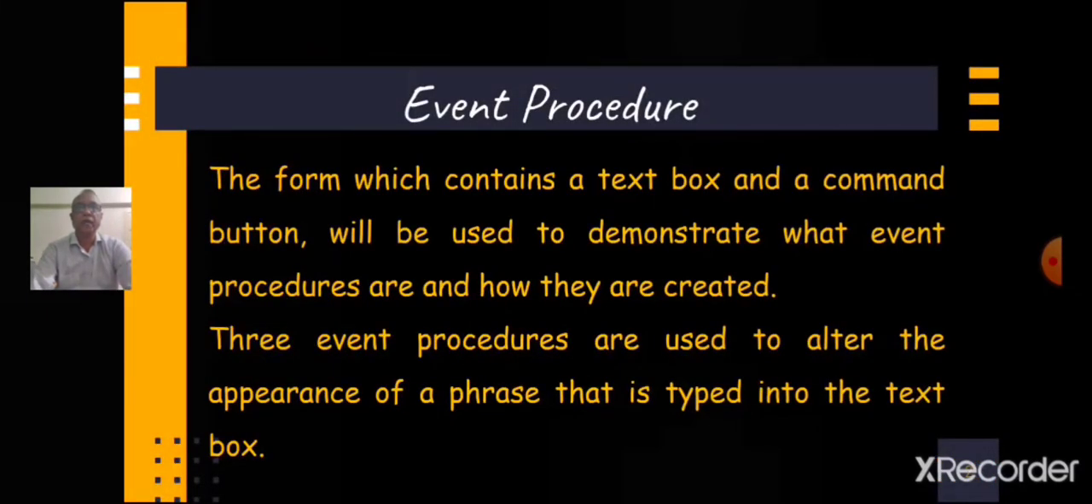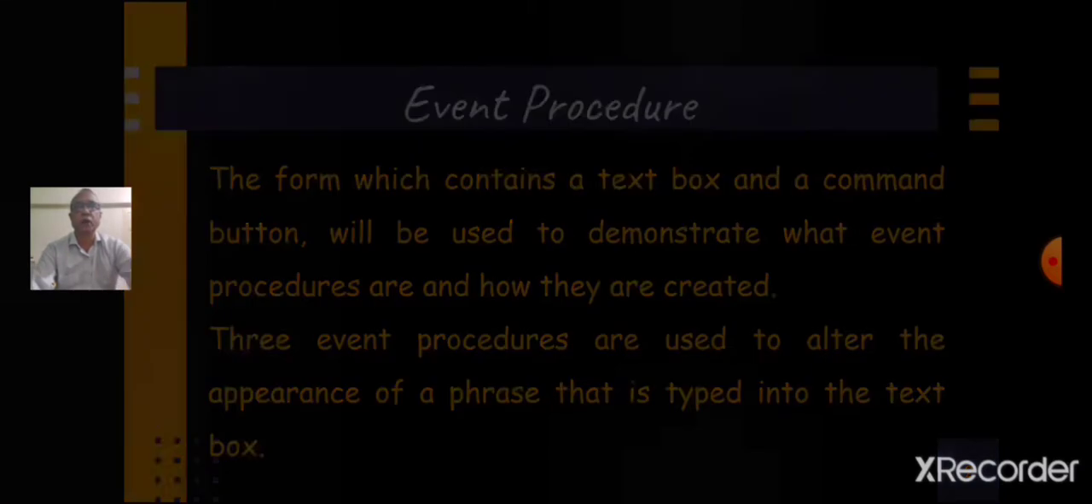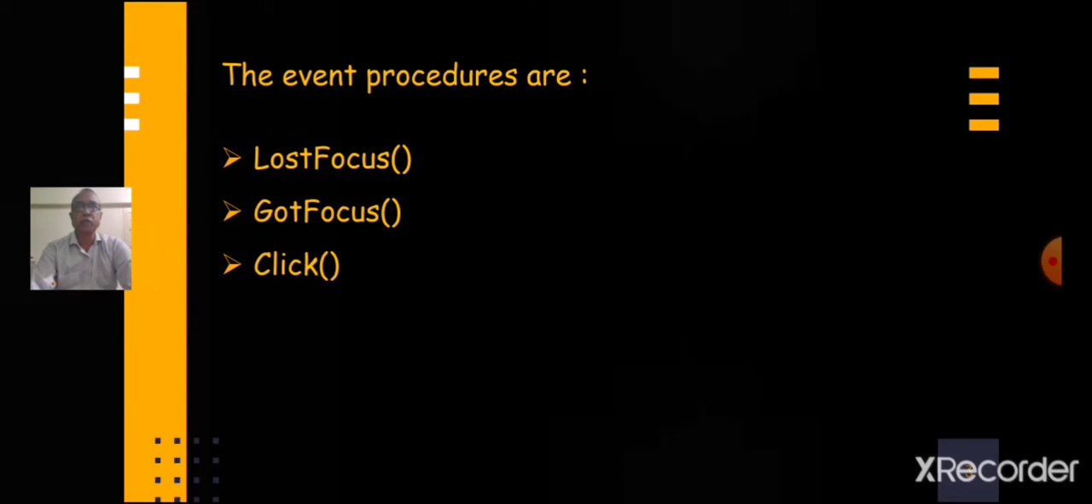The form which contains a text box and a command button will be used to demonstrate what event procedures are and how they are created. Three event procedures are used to alter the appearance of a phrase that is typed into the text box. The event procedures are LostFocus, GotFocus, and Click. Let us practically execute these three event procedures.